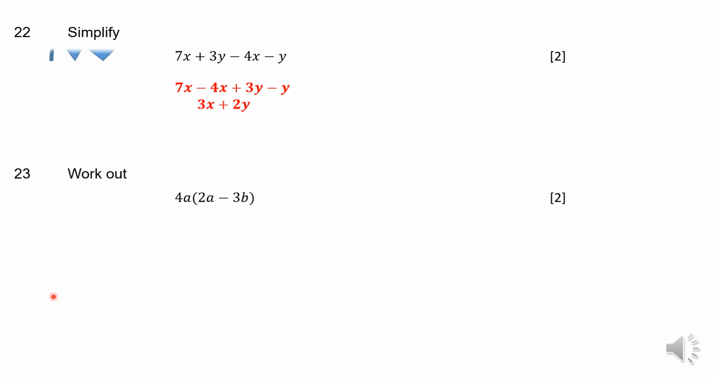And in this particular question here, you are supposed to take the term outside that bracket, that 4a, and multiply it with everything inside. Okay, so the 4a times 2a is 8a squared. The 4a times negative 3b is negative 12ab.